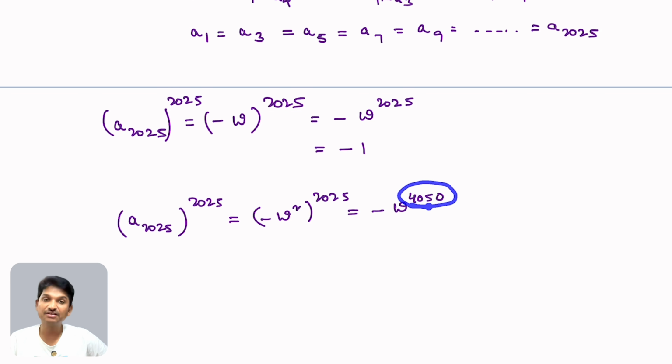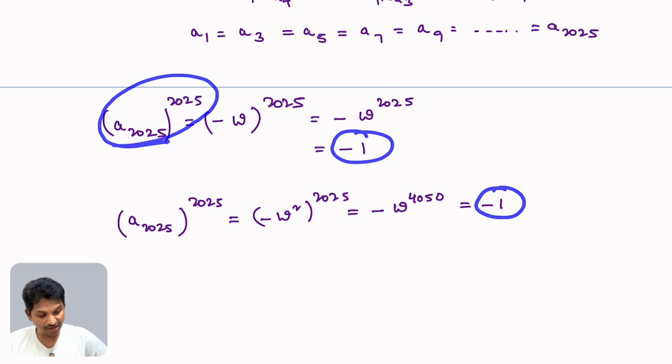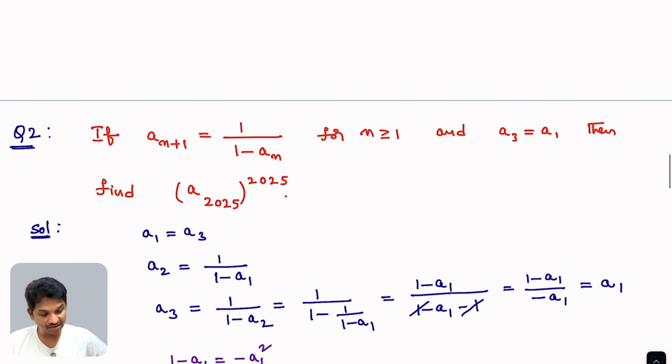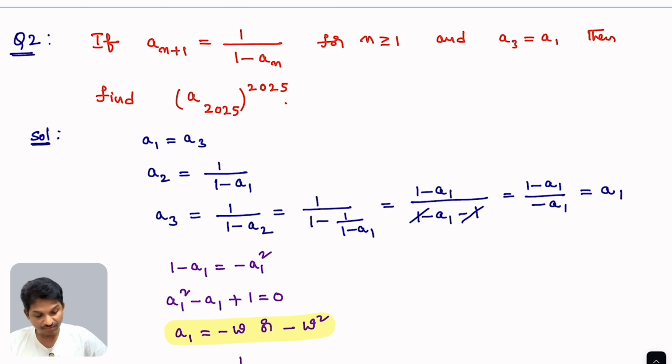The sum of digits here is 9. That means it is divisible by 3, which means it is a multiple of 3. So as it is a multiple of 3, only this part, this total value, is 1. Minus already coming from this. So this value is minus 1. So A power 2025 whole power 2025 value is minus 1. So they are asking in the question, what is this term? This term is minus 1.